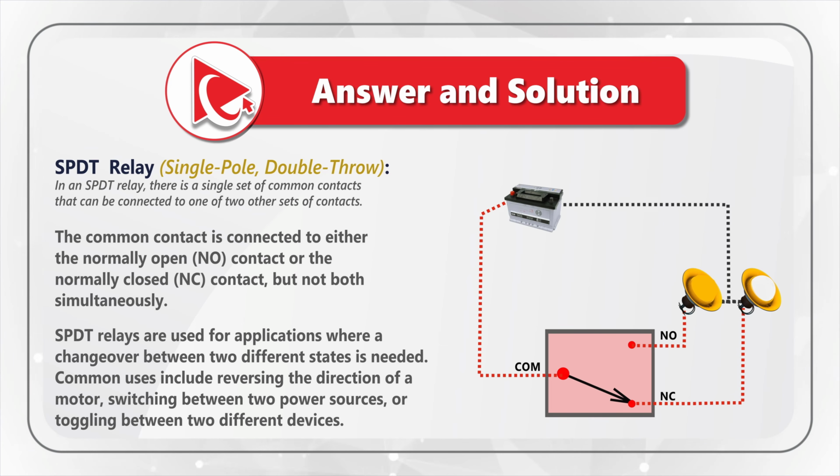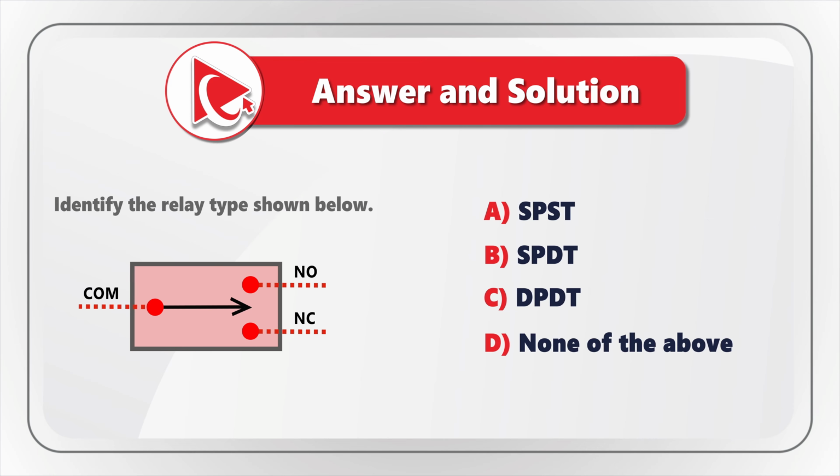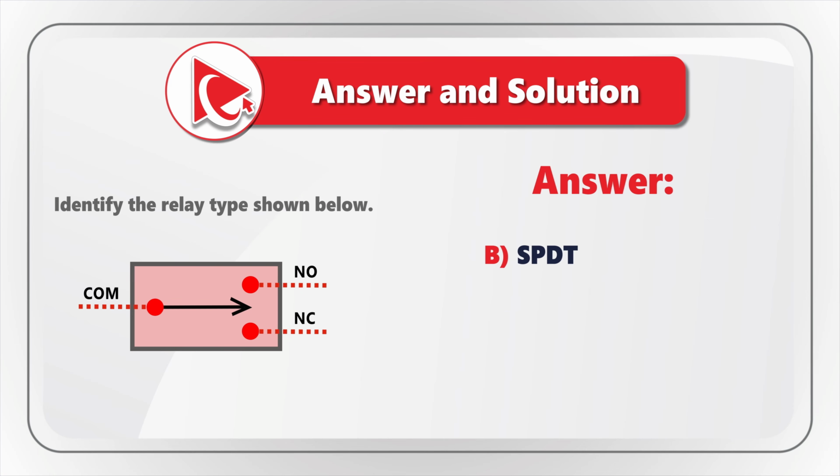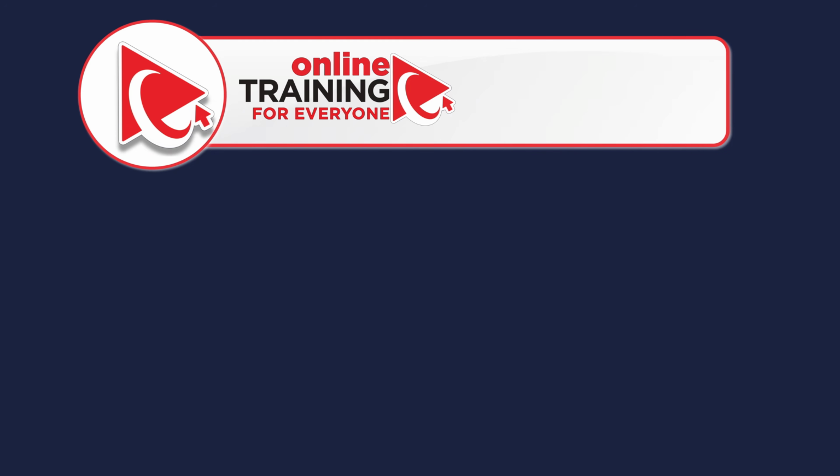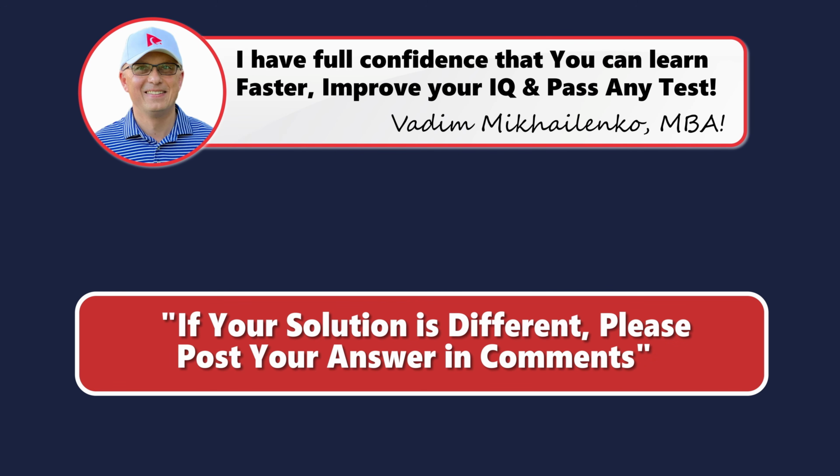SPDT relays are used for applications where a changeover between two different states is needed. Common uses include reversing the direction of a motor, switching between two power sources, or toggling between two different devices. So the correct answer here is choice B, SPDT. Did you get to the same answer? If not, please make sure to post your answer, solution, and rationale in comments.